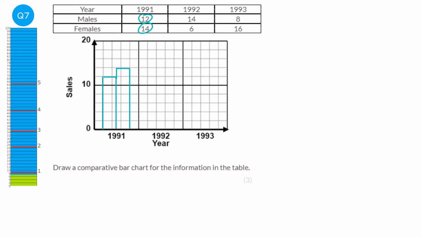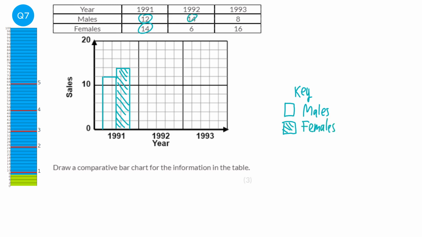And there we go. Now, we need to be able to tell these apart, so what I'm going to do is just shade in the females. And we should do a little key. And we say that if they're not shaded, it's males. And if they're shaded, that is females.